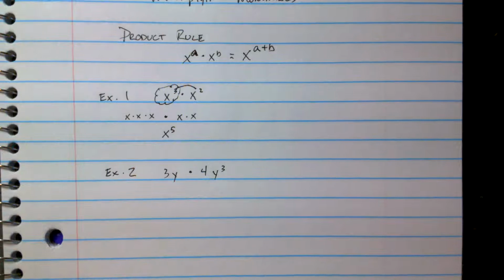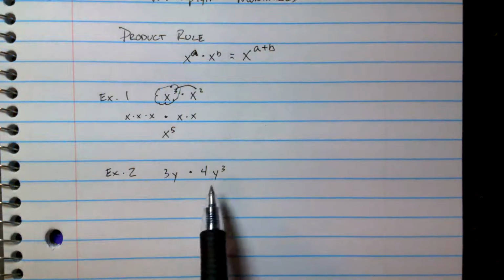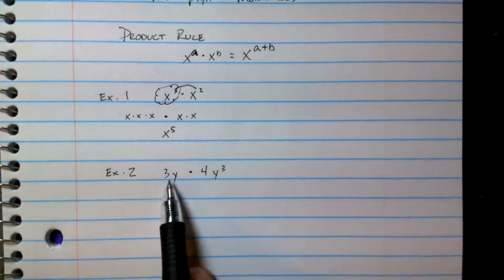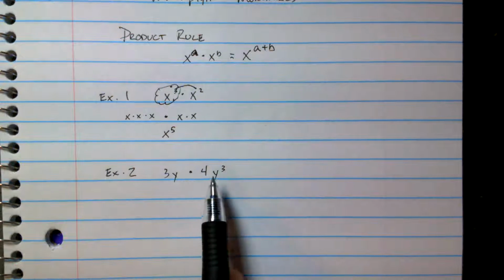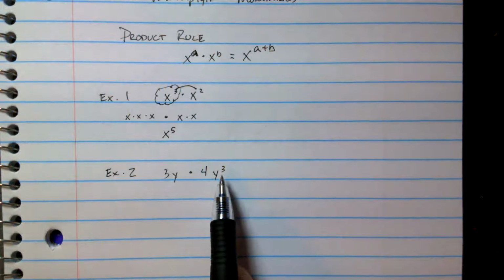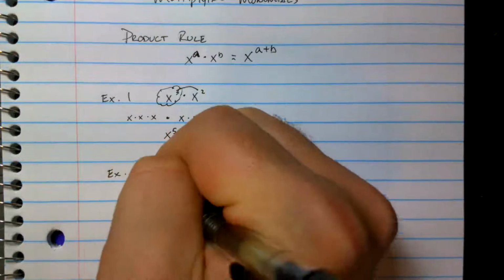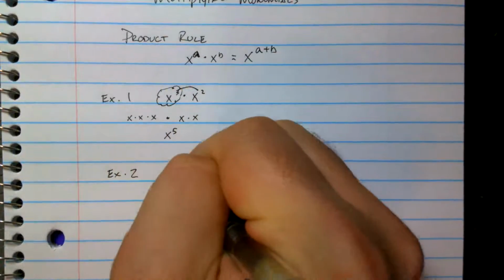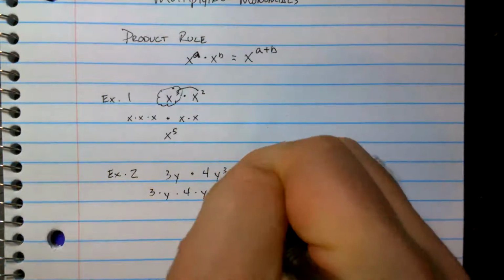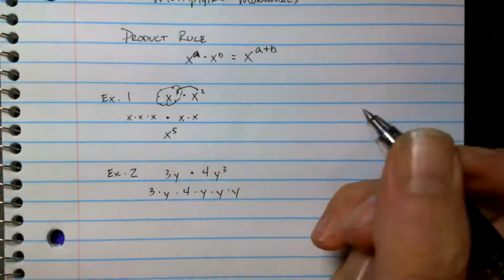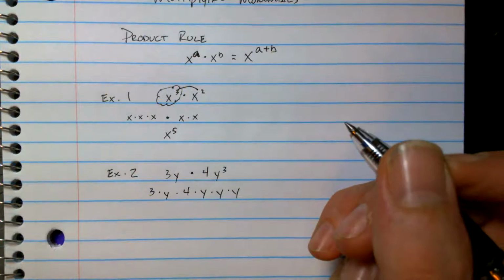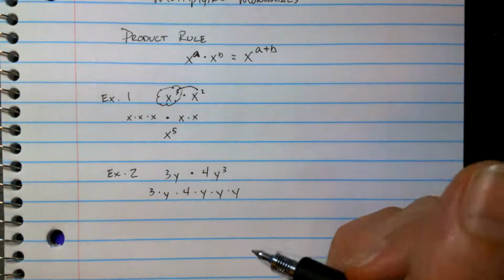We've got coefficients now. What do we do? Well, the beauty in this is that this is just all multiplication. This is 3 times y times 4 times y times y times y. So if you write this out, 3 times y times 4 times y times y times y, we can start to see maybe what's going to happen.